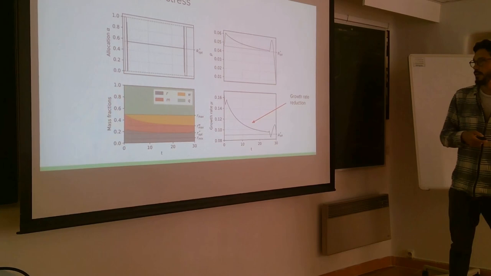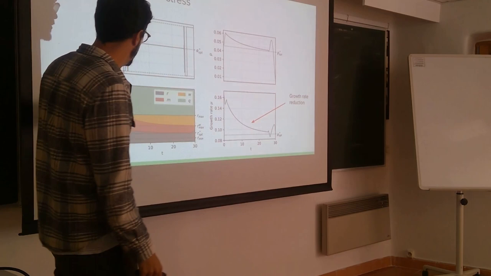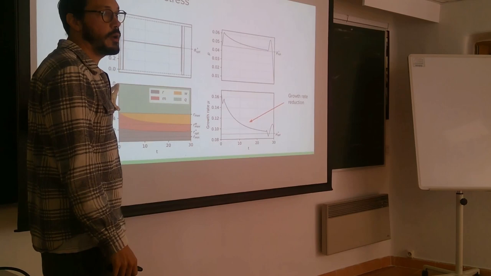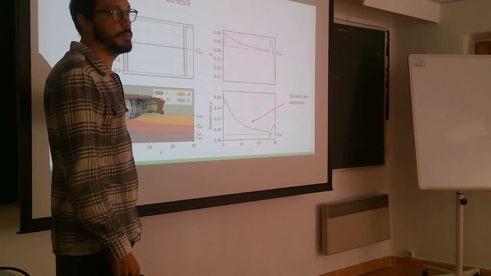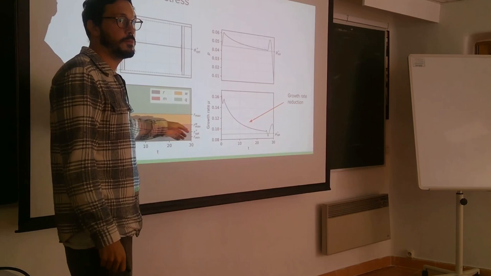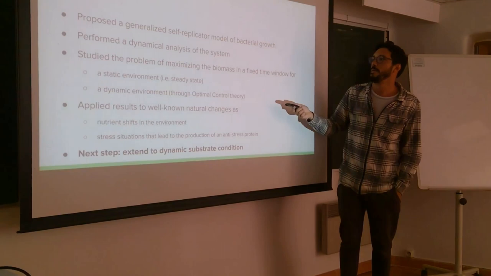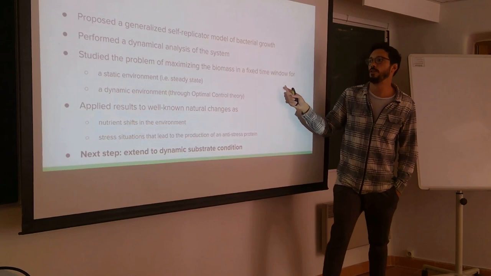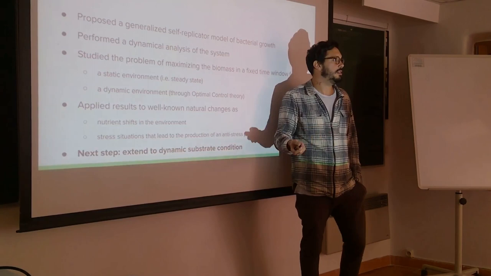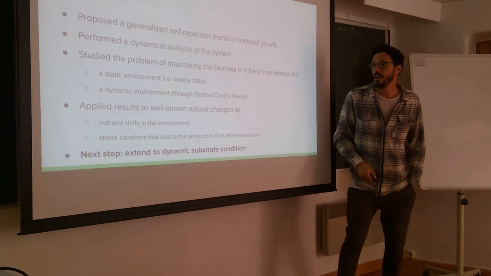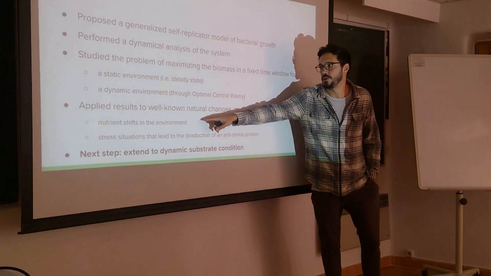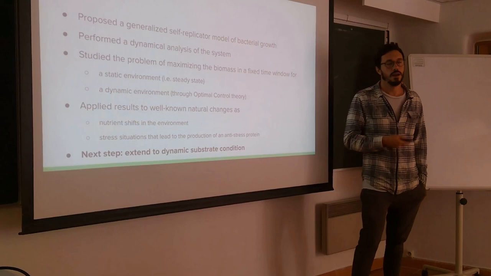And so when we apply our results, we start from a steady state where there is no stress. So you see here at the beginning, there is no W. They have 50% of the bacteria using housekeeping proteins, 50% using RNM, so ribosomes and enzymes. And suddenly, Rmax is being reduced to Rmax W. And the cell starts producing this protein W facing a certain gap. We started with the problem of maximizing the biomass in a fixed time window for a static environment, so the static steady state that is usually studied in the literature, but we also did a dynamical study. And we applied these results to the two usual cases in nature, which are nutrient shifts in the environment and stress situations that lead to a production of an anti-stress protein.